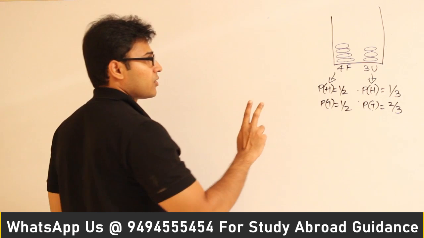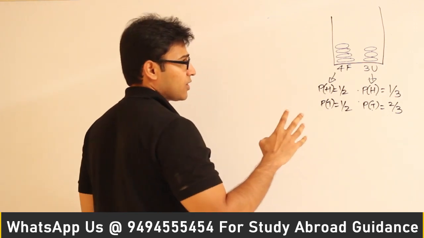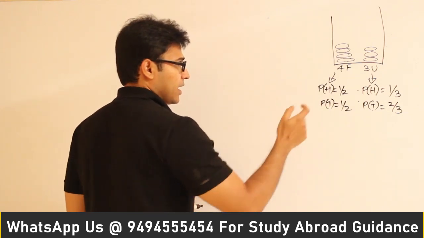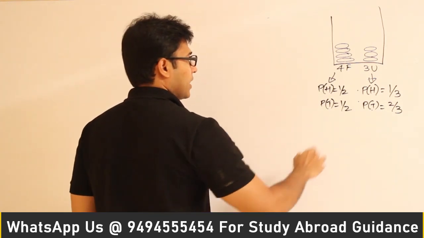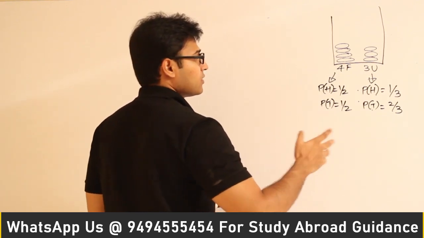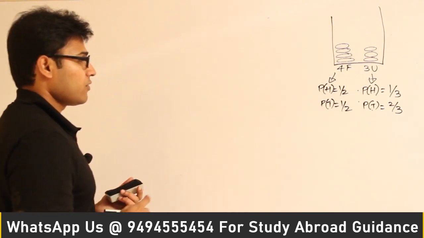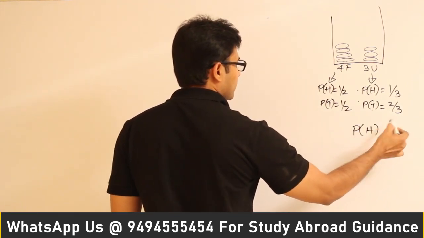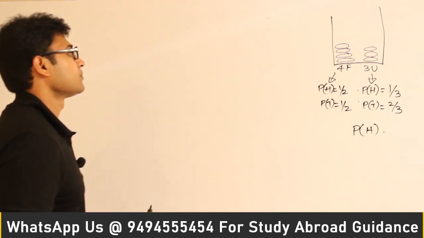In this experiment we are going to do 2 things. First, we are going to choose a coin at random and we are going to flip it, and then we want to find whether it is a head or tail, or what we want is the probability of head. Got it? Again a total probability question.